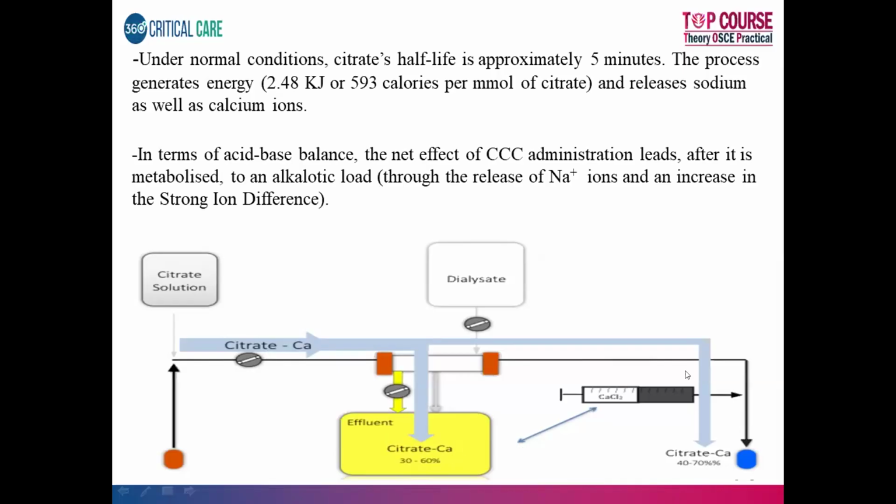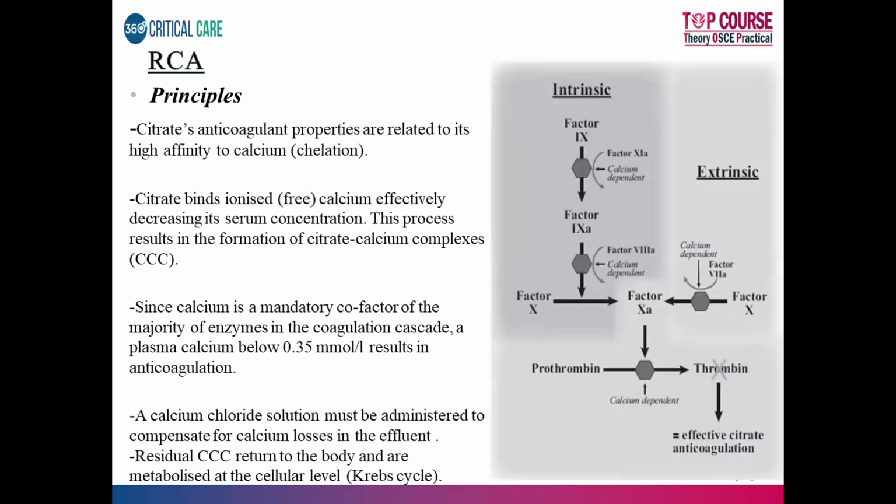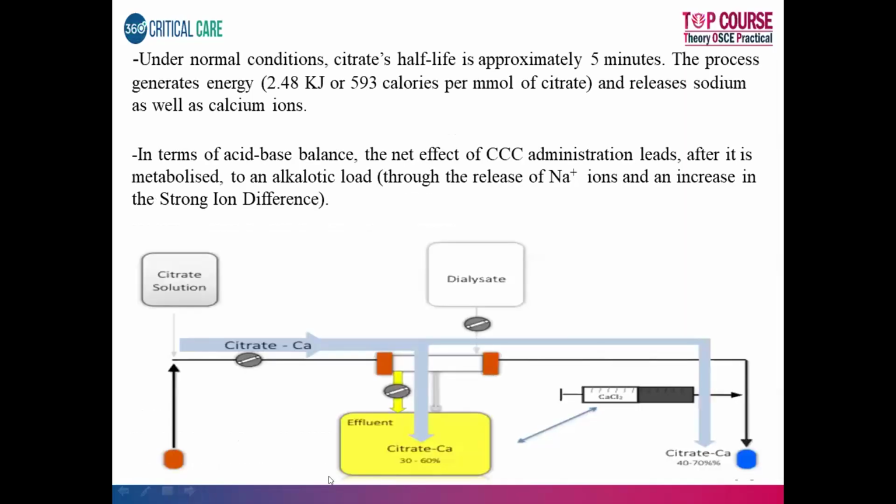So near the patient end, you have to give a calcium chloride solution continuously to prevent hypocalcemia, which is one of the complications of citrate anticoagulation, of citrate toxicity. A calcium chloride solution must be administered to compensate for calcium losses in the effluent. The residual complex returns to the body and is metabolized at the cellular level, as in the Krebs cycle. So this is how it works as an anticoagulant.